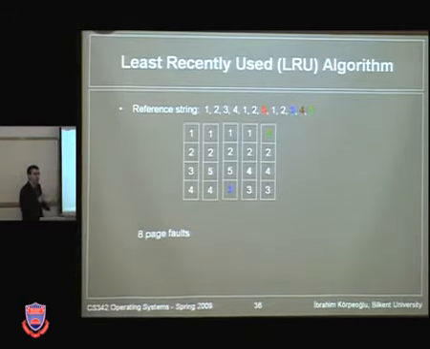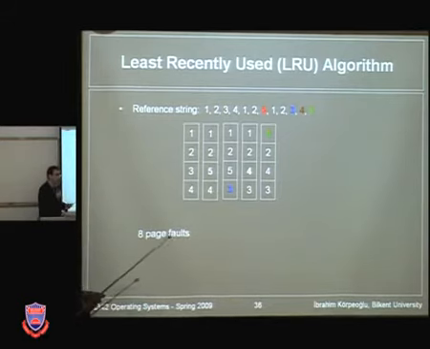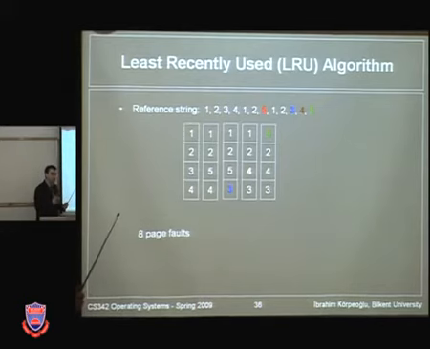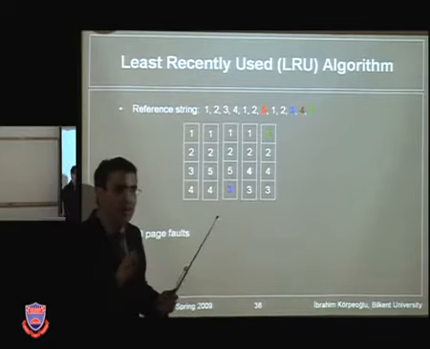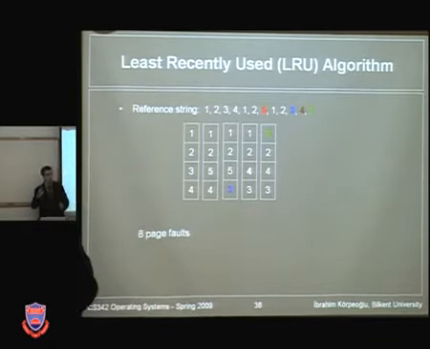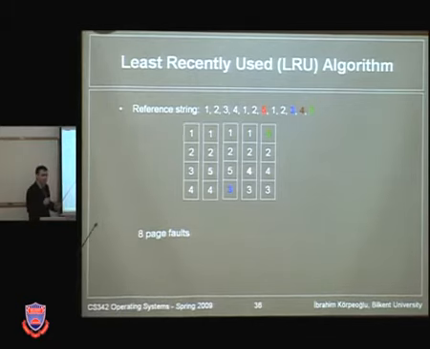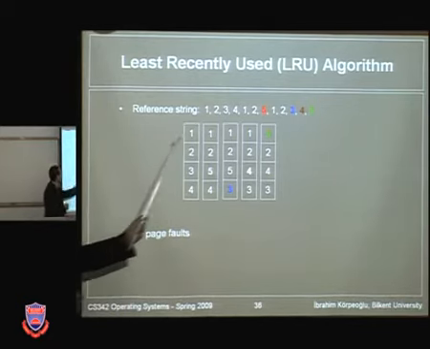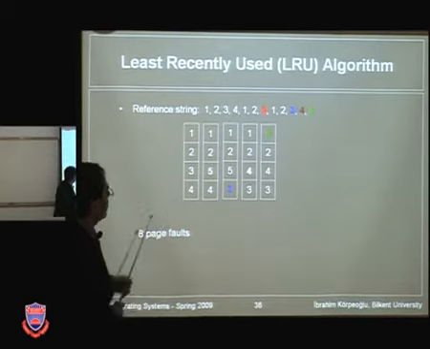Whenever you would like to replace a page, you look at the pages in memory and you select the one that is least recently used. That is not used recently. You do not select a page that is recently used. You select a page that is least recently used. Okay, so for example, assume we have that reference string.